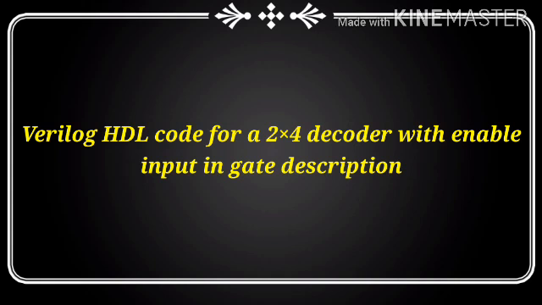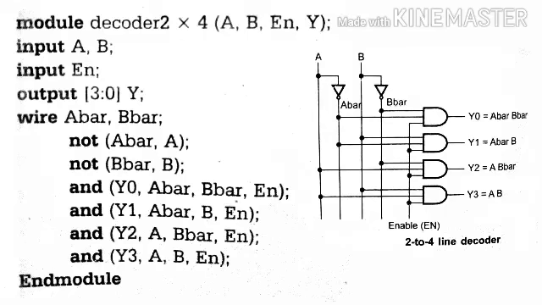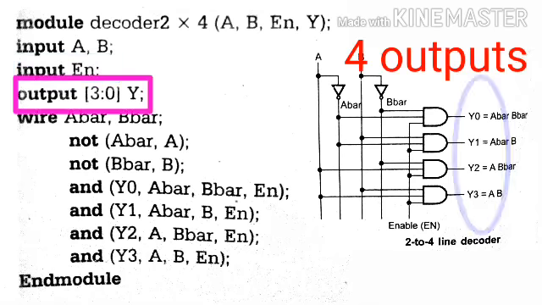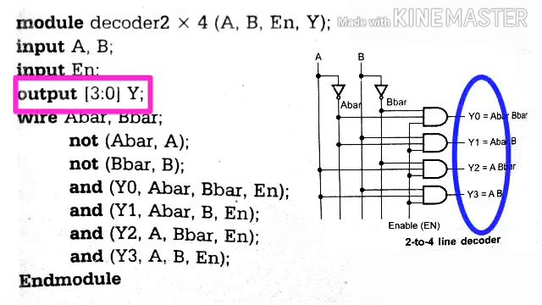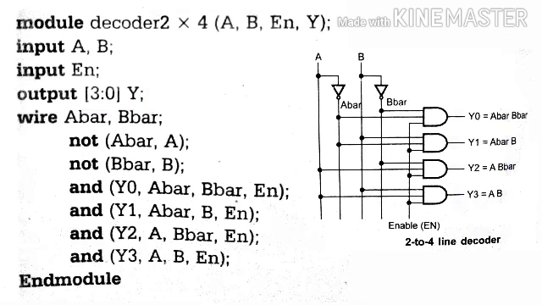Let us write a Verilog code for a 2:4 decoder with enable input in gate level modeling. Here we use enable also as an input. Since we have multiple outputs, we define them using an array. Here we use the keyword wire. Wire is used to connect input and output ports. It is similar to a circuit connection where two terminals are connected using a wire. We define A bar and B bar as wire, since they are used to connect input and output ports.